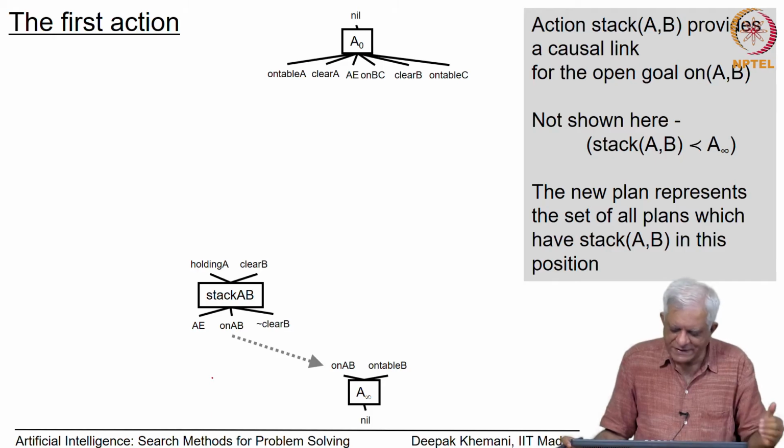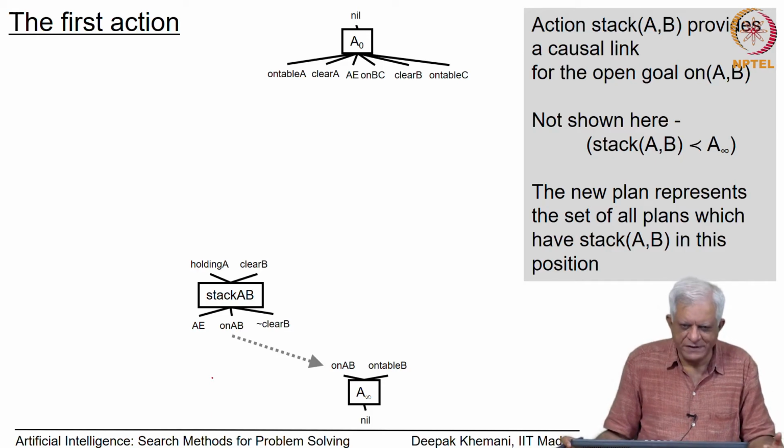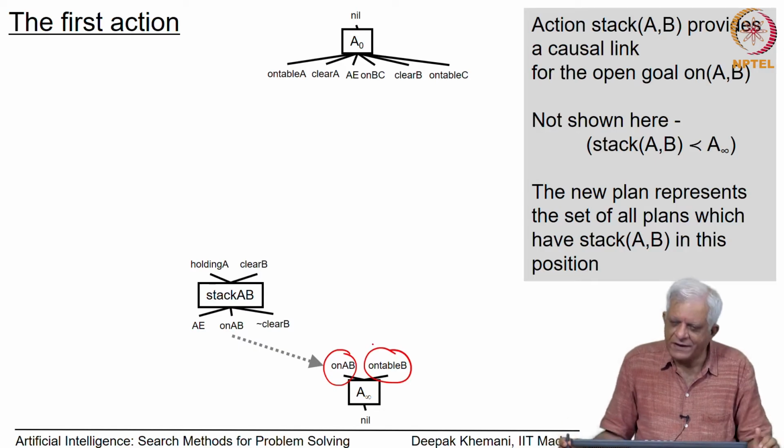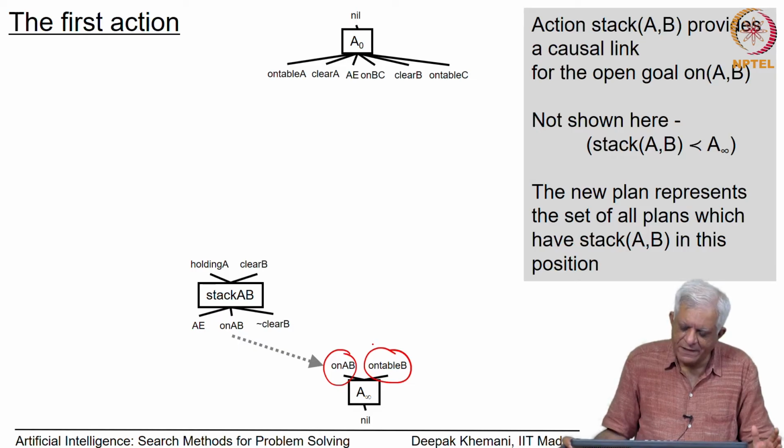So, we add the first action. Remember that basically the planning algorithm is driven by removing flaws, and to start with we had two flaws in this thing. There were two open goals, and one of the ways of catering to an open goal was to add an action.